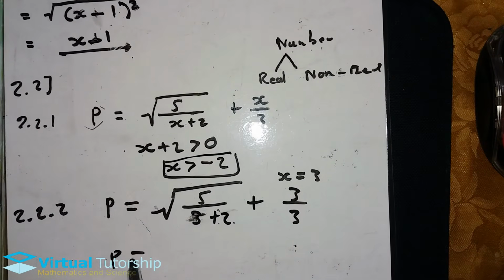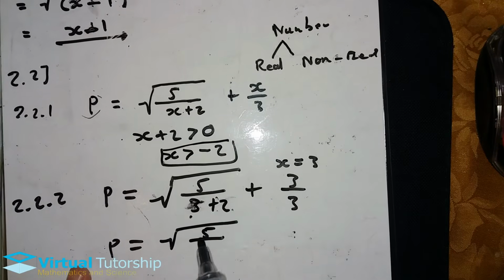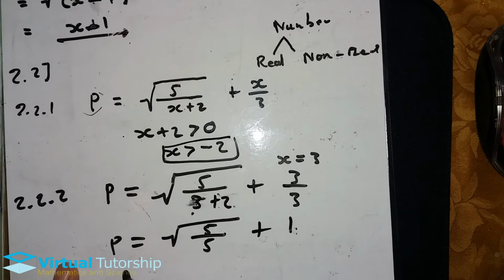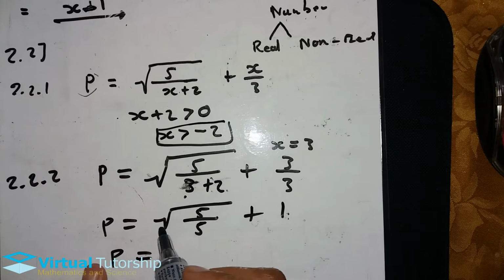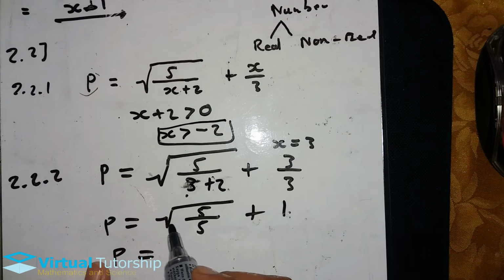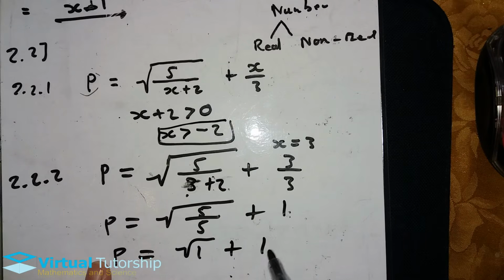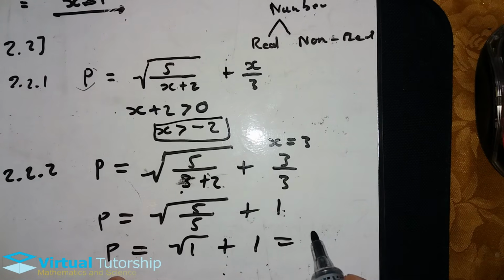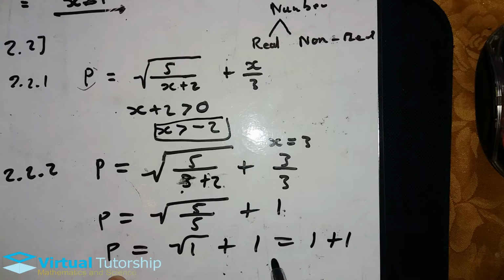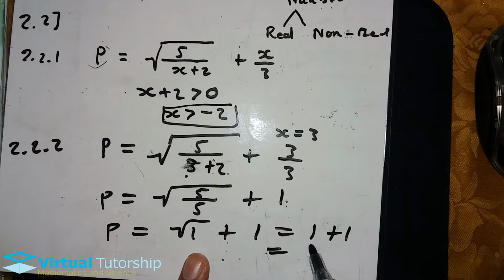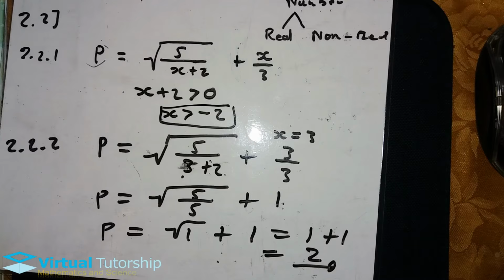So now you simplify this over square root 5 over 5 plus 1. So p is equal to square root 5 over 5, it's 1, and the square root of 1 is 1. So the answer is going to be equal to 1 plus 1, which is equal to 2. So this is our final answer.